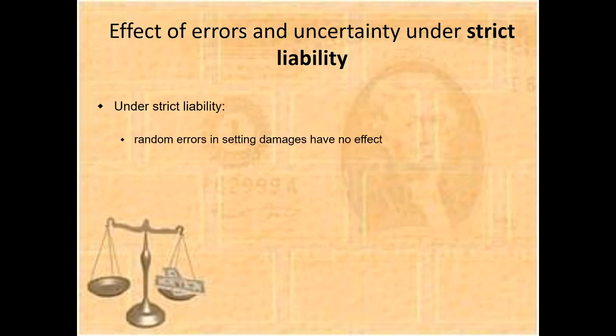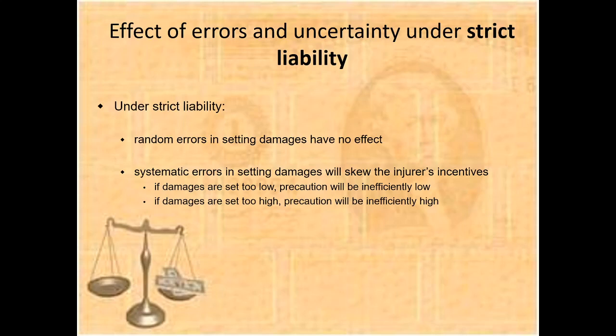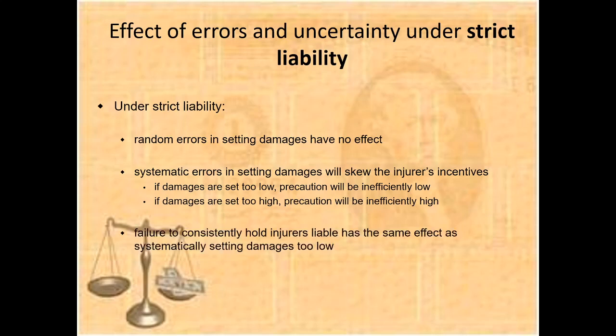So under strict liability, random errors in setting damages have no effect, and systematic errors in setting damages will skew the injurer's incentive. If damages are set too low, precaution will be inefficiently low. If damages are set too high, precaution will be inefficiently high. So these are the trade-offs which we have to keep in mind.